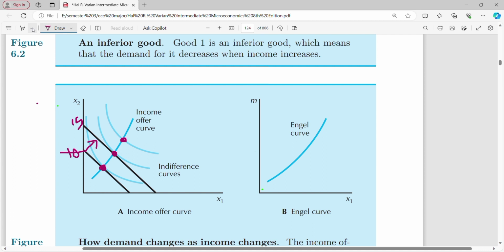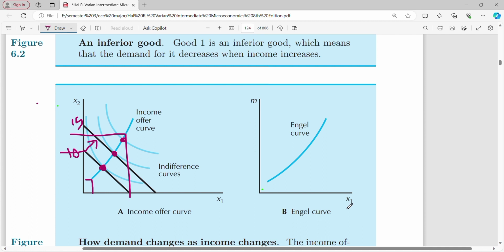So when it is a normal good, when the income is only this much, demand will be only this much. When the income is this much, demand will be this much. For a normal good, it is a positive slope.